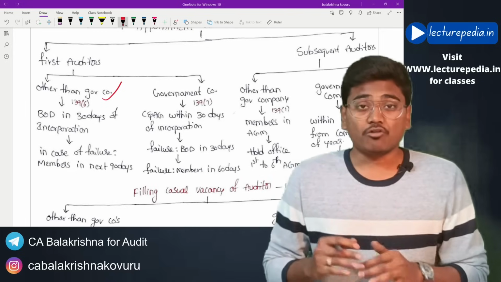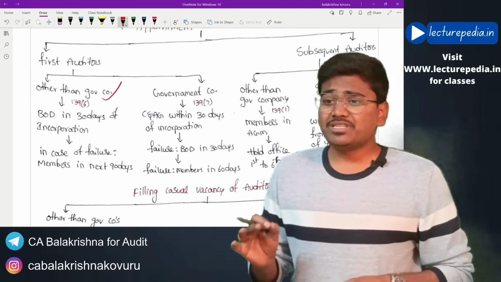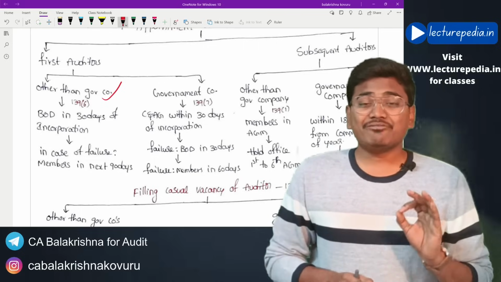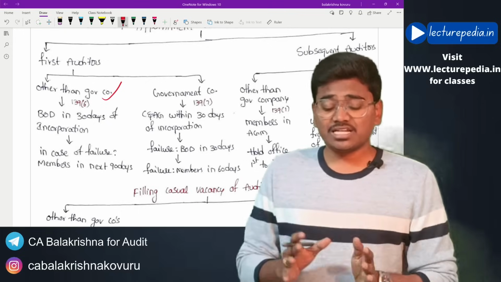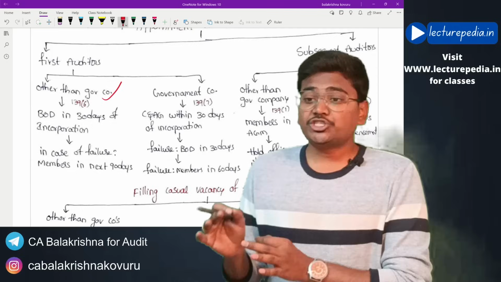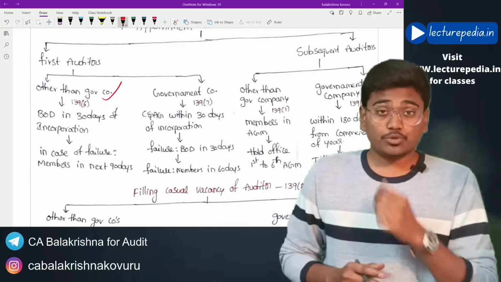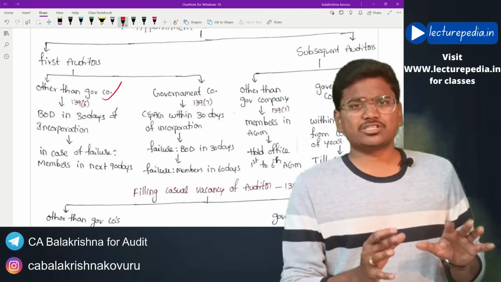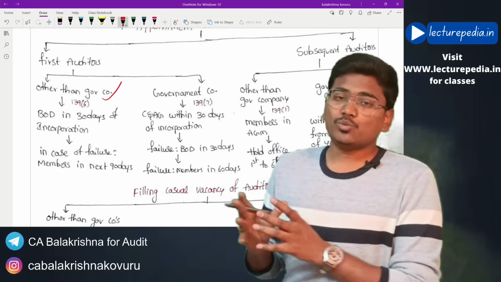Now the first auditor of a government company will be appointed by the C&AG within 30 days from the date of incorporation of the company. If the C&AG fails to appoint, then they will intimate the board of directors. The board of directors has to appoint the first auditor within the next 30 days. If the board of directors also fails, then they will intimate the same to the shareholders. Now the shareholders have to appoint the first auditor within the next 60 days. This is the procedure for appointing the first auditor of a government company. This is regarding the first auditor, and he will hold office till the completion of the first annual general meeting.